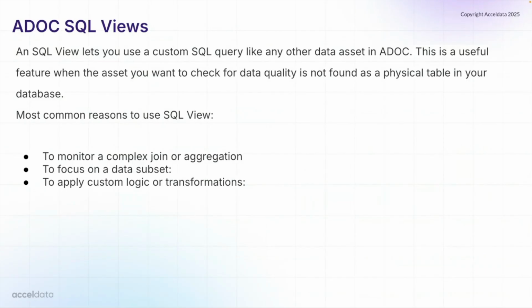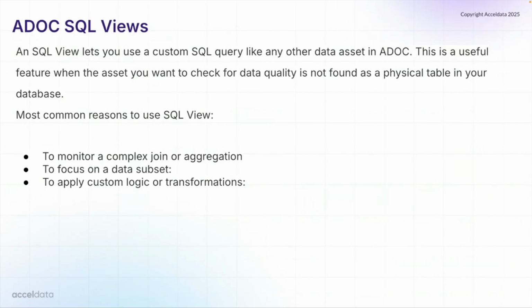The next is to apply custom logic or transformations. For example, if you want to perform transformations on your data, like changing a data type, combining fields, or performing calculations on the data in your table, and then on top of the calculation you want to run your data quality profile or data policies.